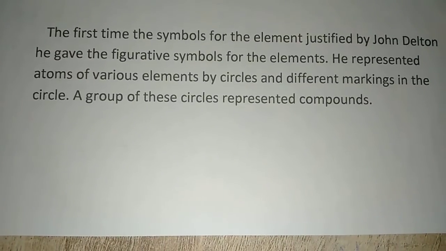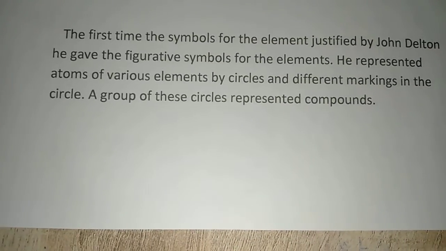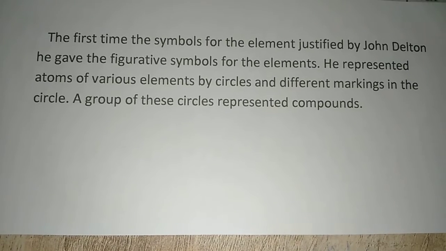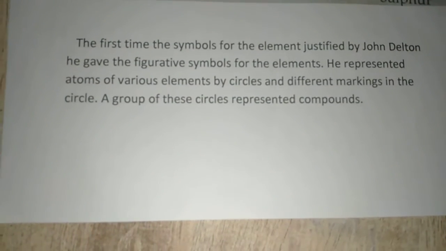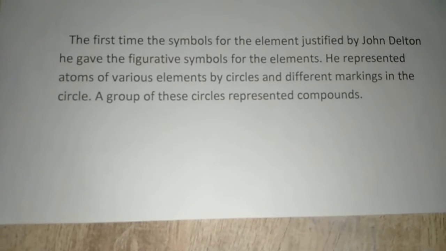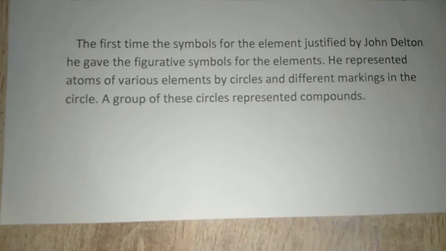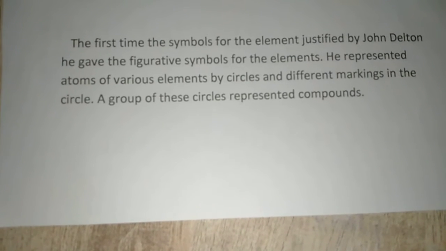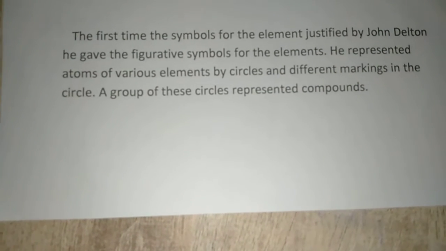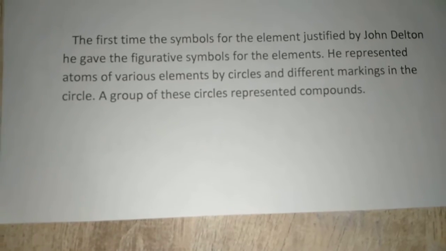The first time, the symbols for the elements were introduced by John Dalton. He gave figurative symbols for the elements. He represented atoms of various elements by circles and different markings in the circle. A group of these circles represented compounds.